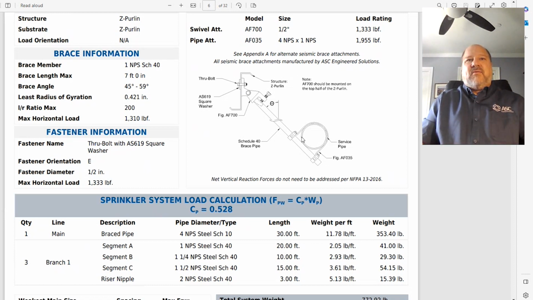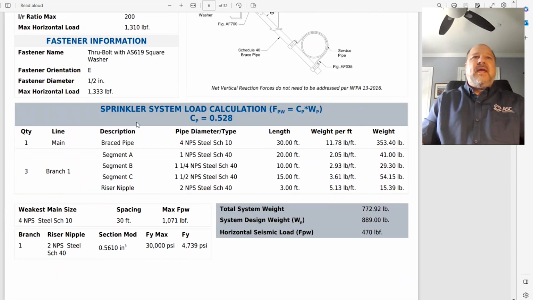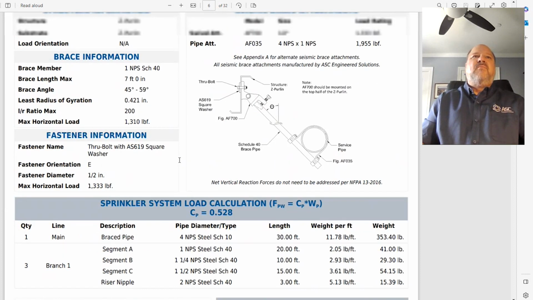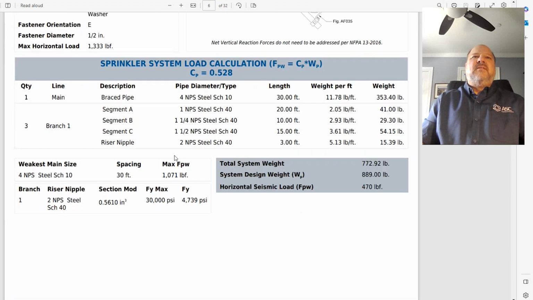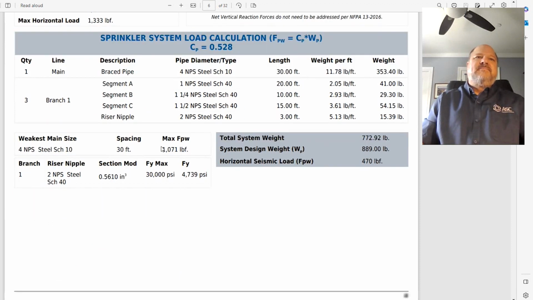So here's the lateral brace. Here's the Z-purlin assembly. And again, here's the C sub P, 0.528. Here are the zone of influence calculations with the main, the line again with all the parts, the load, the total load when multiplied times the C sub P, the stress on the main again, and the stress on the riser nipples. So there's the 4 simple pages most people would want to put on their plans that explain the 4 braces I have in my design.